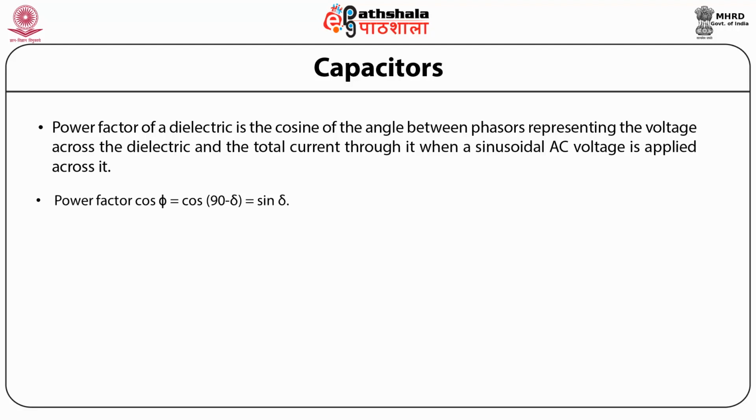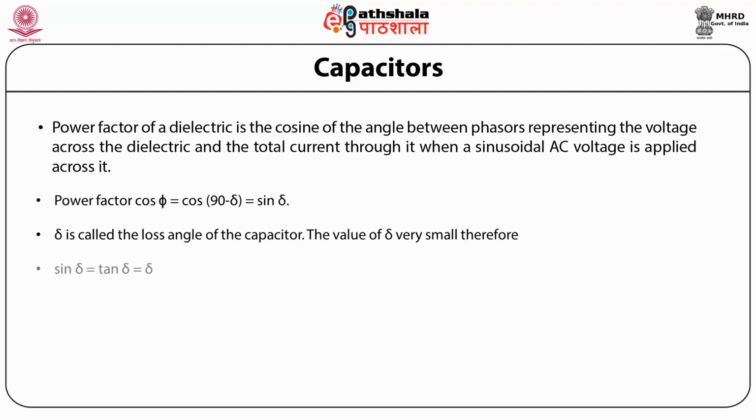So the power factor cos phi is equal to cos of 90 minus delta, which is equal to sine delta, where delta is called the loss angle of the capacitor. The value of delta is very small. Therefore, sine delta is equivalent to tan delta, which is in turn equivalent to delta.